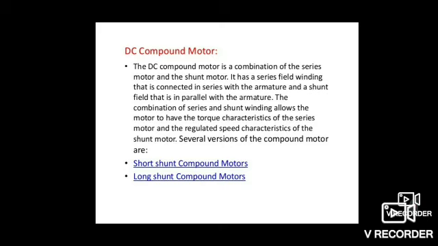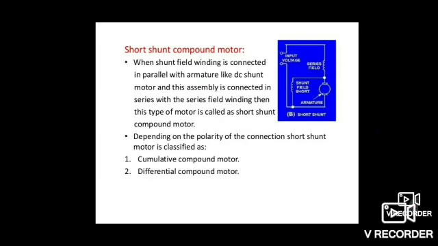The combination of series and shunt winding allows the motor to have the torque characteristics of the series motor and the regulated speed characteristics of the shunt motor. It has both characteristics. Several versions of the compound motors are short shunt and long shunt. First one is the short shunt compound motor.